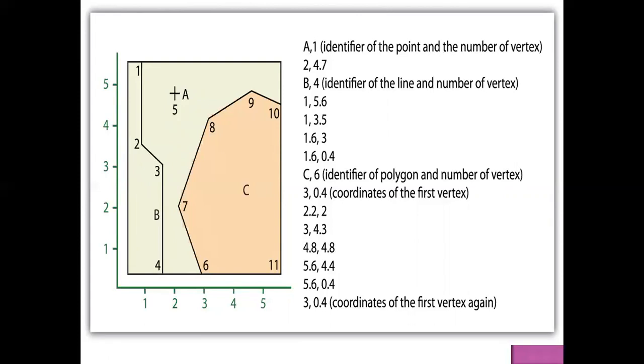So each line, point, and polygon is represented by different vertices. What the vertices are is given here, in the xy coordinate system of the spaghetti model.